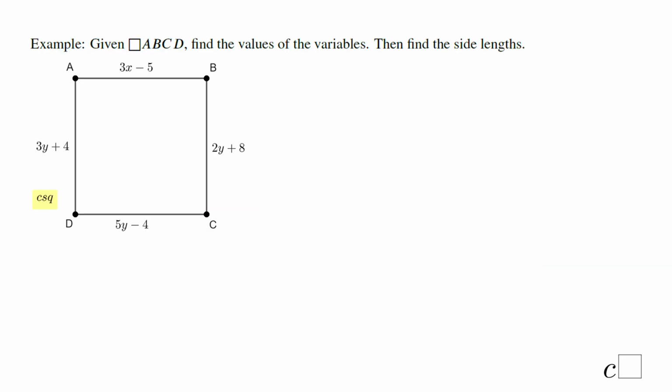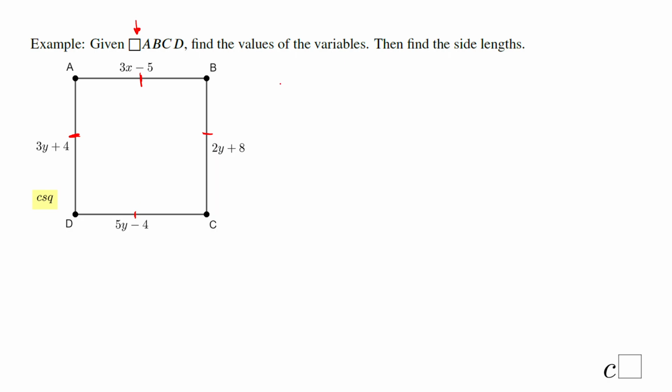So now we're going to use all these properties I mentioned for solving some problems. So let's take a look at this first problem. When we have a square, that is the meaning of this sign, square ABCD, find the value of the variable, then find the side lengths. And if you remember, one of the properties of the rhombus is that all sides are congruent, so I'm going to mark them on the picture.